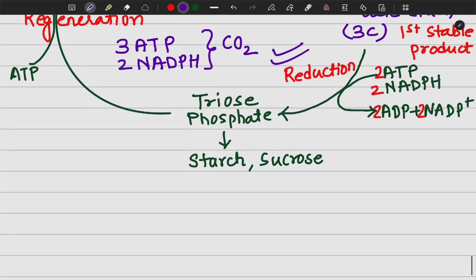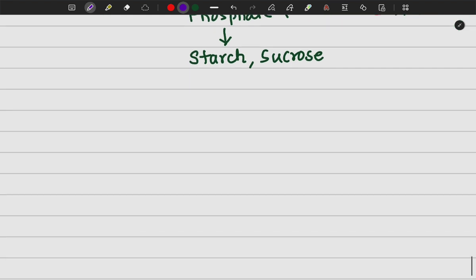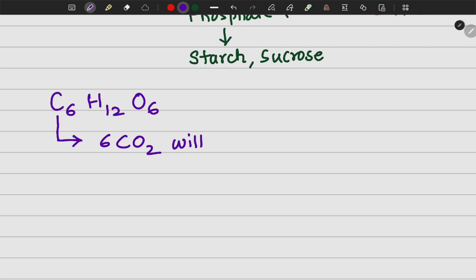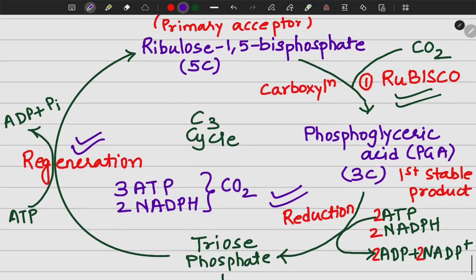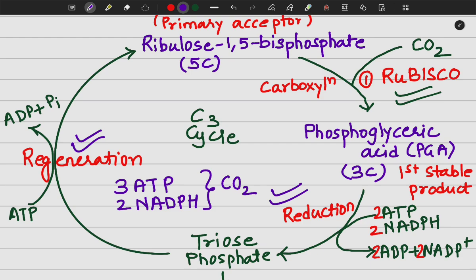But we know that if we write down the formula for glucose, it is C6H12O6. That means at least 6 carbon molecules or 6 CO2 molecules will be required for formation of one molecule of glucose or C6H12O6, right? So 6 molecules of CO2 will be required. That means 6 turns of Calvin cycle will be required to generate one molecule of carbohydrate, isn't it?